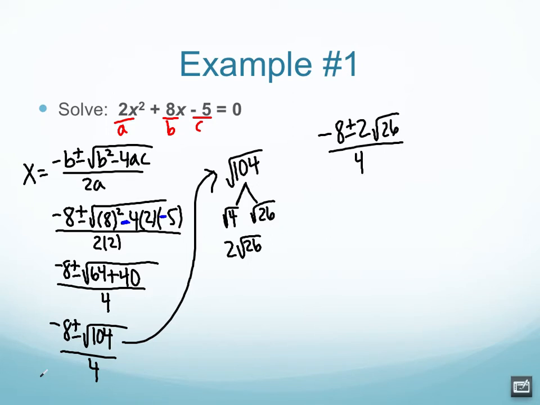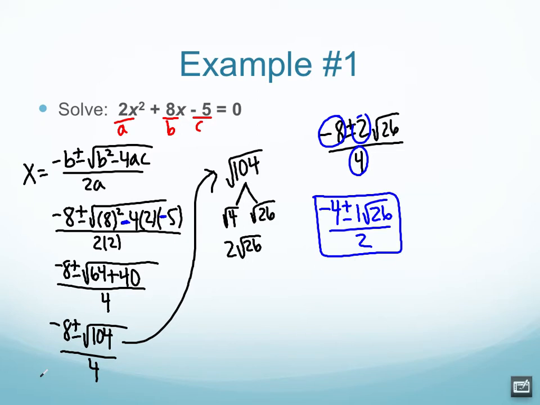We have one last step to simplify. I need to find the common factors of 8, 2, and 4. The greatest common factor is 2, so divide everything by 2. That leaves us with negative 4 plus or minus 1 root 26, all over 2. You do not have to write that 1 if you do not want to. There are two solutions here: negative 4 plus root 26 over 2, and then negative 4 subtract root 26 all over 2. So there are in reality two solutions. Okay, one more that we're going to do together.